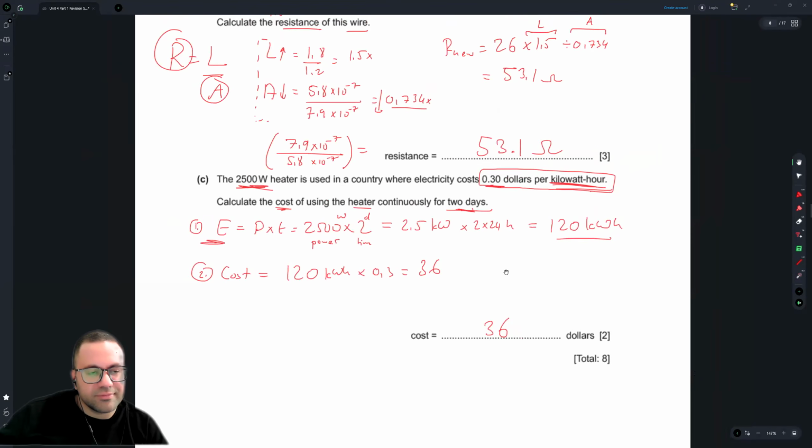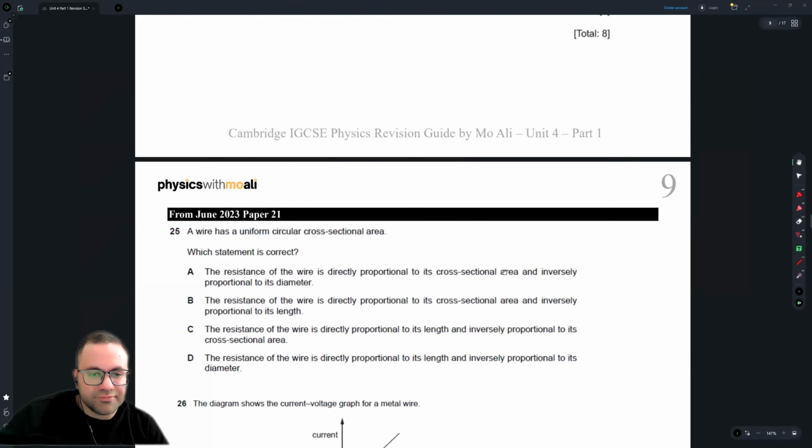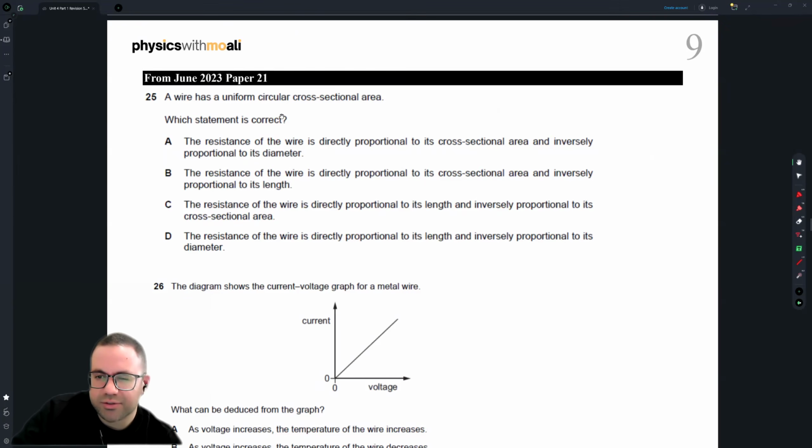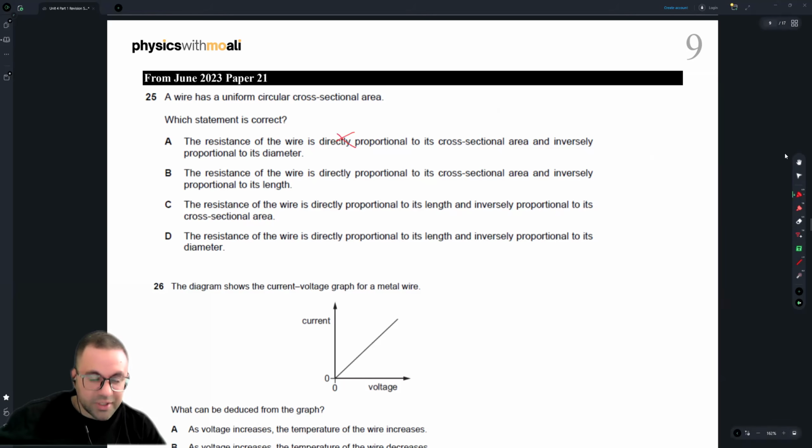Next. A wire has a uniform cross-sectional area. Which statement is correct? Okay, let's read. The resistance of the wire is directly proportional to its cross-sectional area. What? No. It's inversely proportional to the area, so no. The resistance of a wire is directly proportional to cross-sectional area. Oh yeah, that's the same thing. No. The resistance of a wire is directly proportional to the length. Yes. And inversely proportional to the area. Yes. That was probably C.